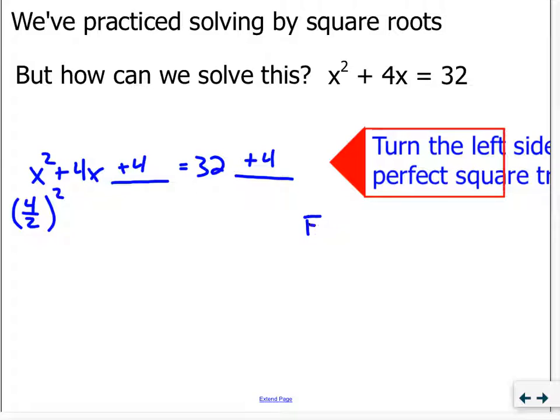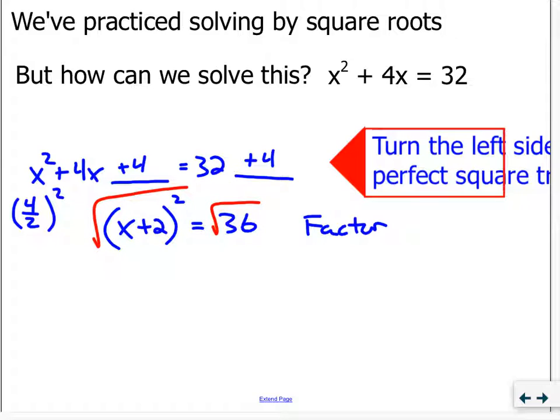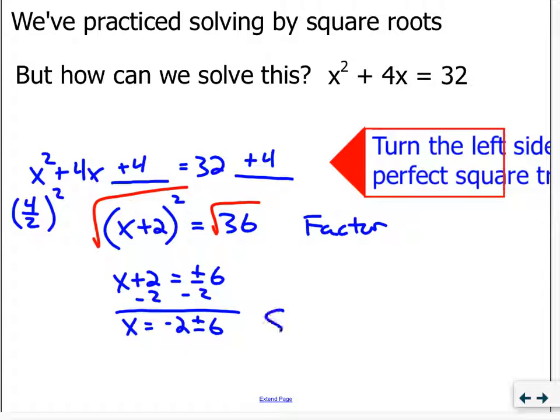Now let's factor. When we factor it, we know it's a perfect square trinomial. It becomes the square of x plus 2. 32 plus 4 is 36. Now take the square root of both sides. Bing, bang, boom. So I get x plus 2 equals plus or minus 6. Let's subtract 2 from both sides. And let's figure out what our answers are going to be now. We have negative 2 plus or minus 6. So in the solution set, negative 2 plus 6 is 4. Negative 2 minus 6 is negative 8.